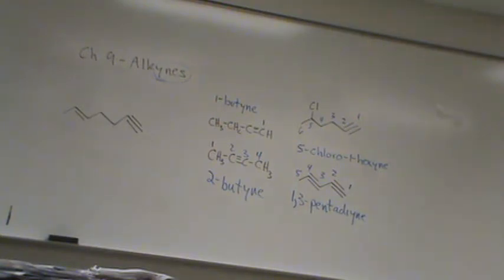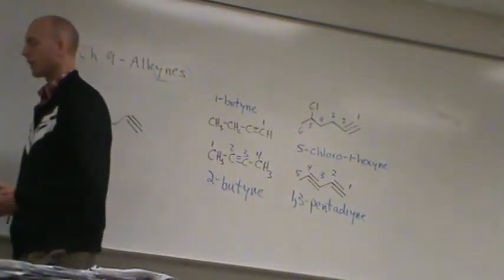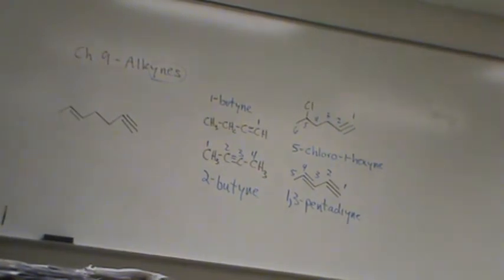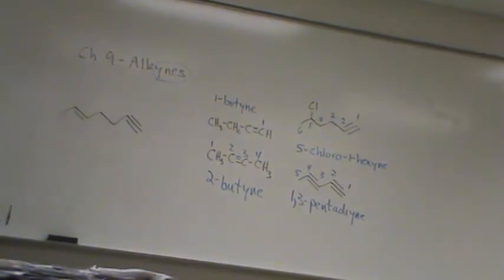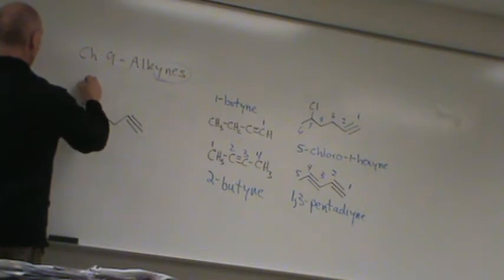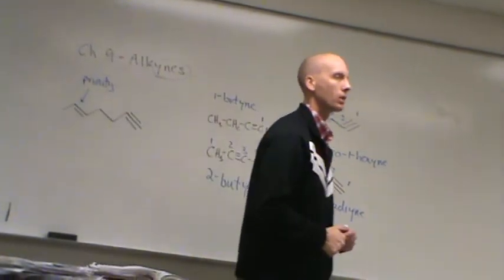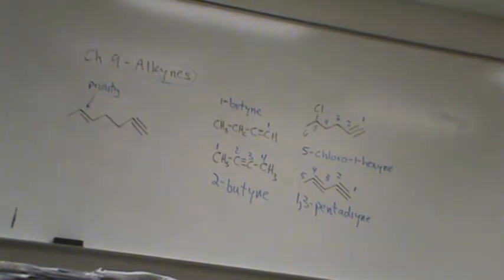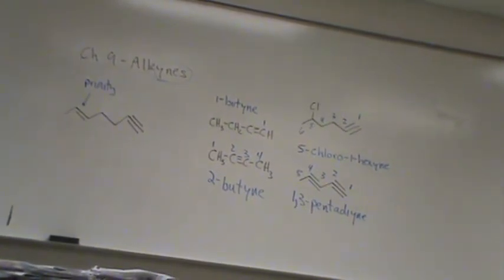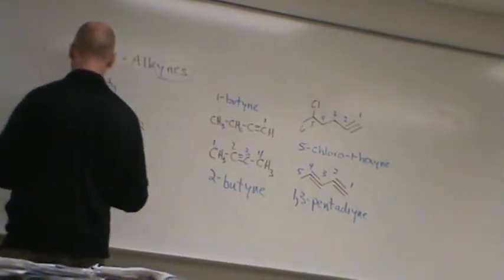Okay. Which do you think gets priority? Well, you didn't know the answer, did you? You were just guessing. And you guessed wrong. Okay? So the double bond gets priority. So the double gets priority over the triple. So what end am I going to number from? The left, even though on the right, I would get a 1 here.